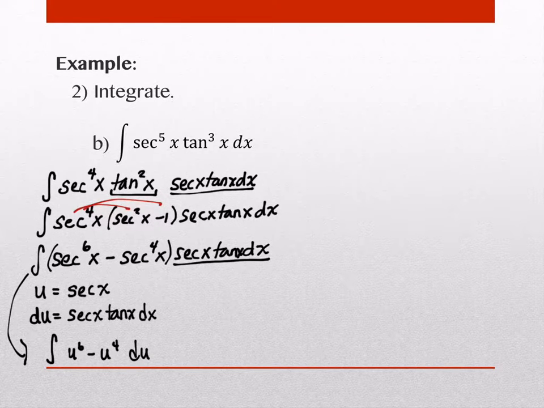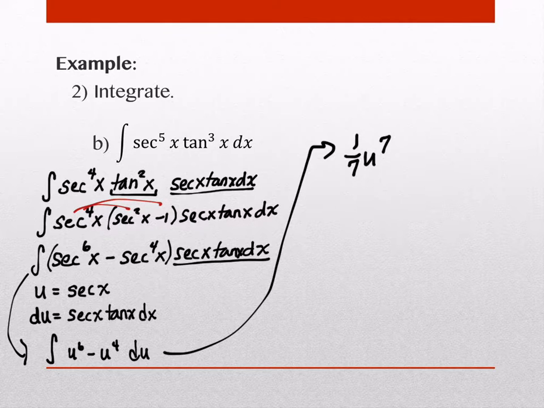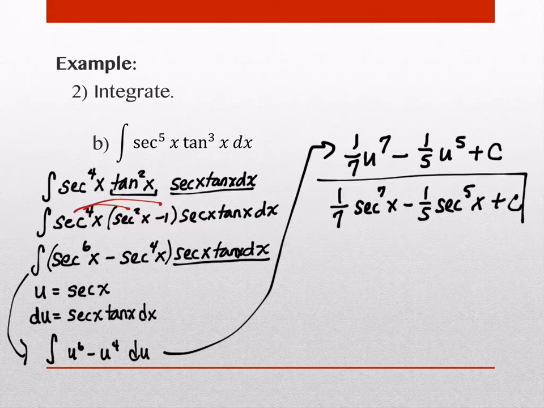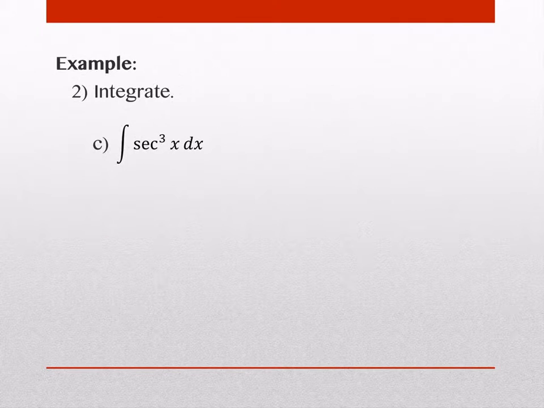All right, what is u to the 6th antiderivative? 1/7 u to the 7th minus 1/5 u to the 5th plus a c. And we let u be secant. So this is 1/7 secant to the power 7 of x minus 1/5 secant to the power 5 of x plus c. I like that one. Like that one? Okay. One more in this little section.